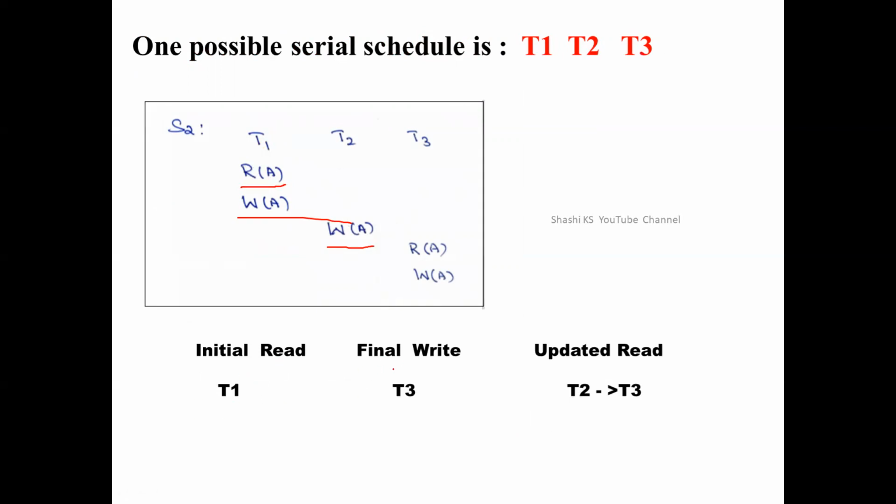Which transaction is doing the final write? This is one write. This is the second write. The final write is here. This is done by transaction T3 here. So the final write is done by transaction T3.